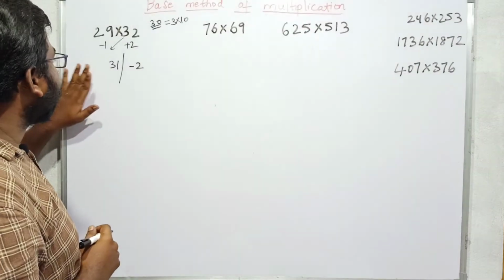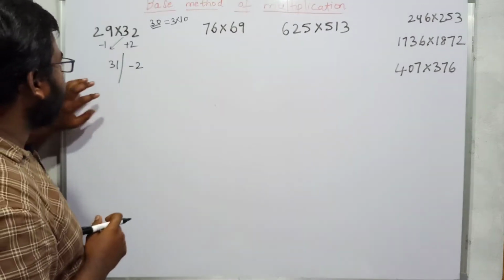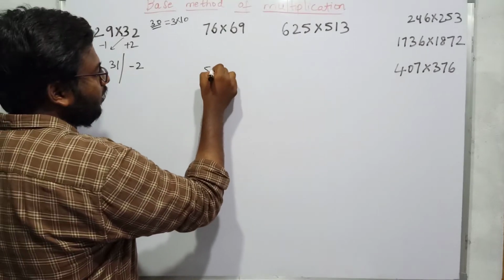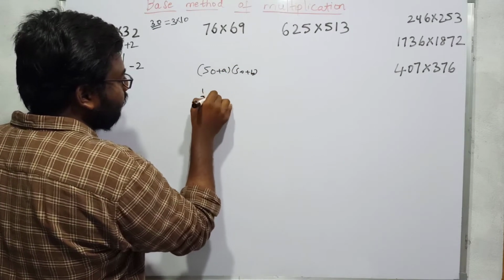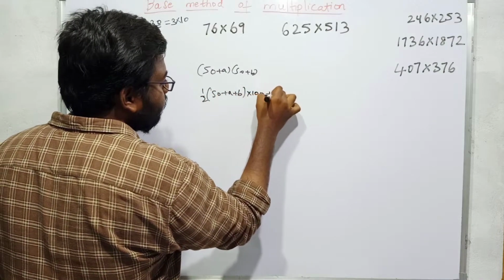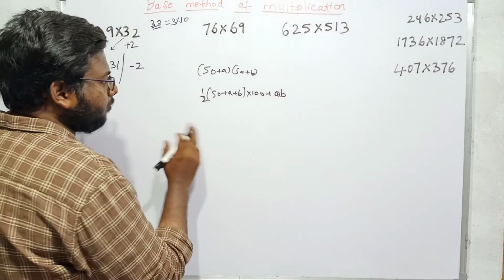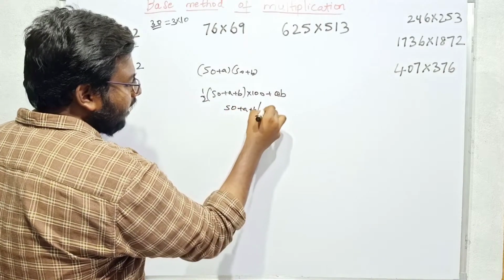And please remember, you have to settle this part first, and only then you should merge this. And if you observe, this is not affected by any value. That means if you see the derivation (50+a)(50+b), what do I get? Half into (50+a+b) into 100 plus ab. (50+a), (50+b). If you observe this clearly, what result we wrote: 50+a+b slash ab.